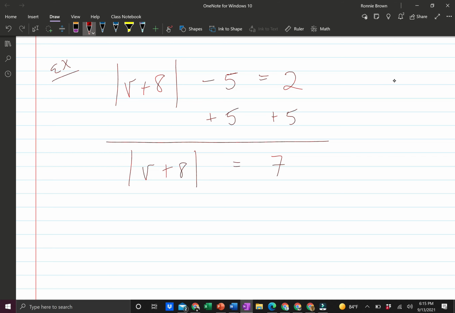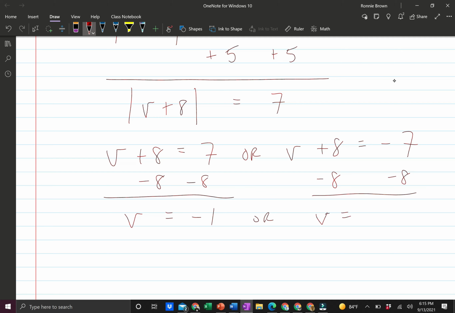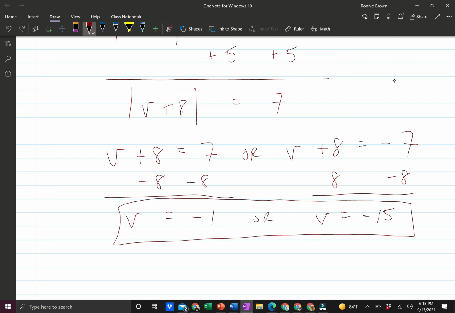So now we can go ahead and apply what we've been doing. So now we can say v plus 8 equals 7, or v plus 8 equals negative 7. And again, that's all because nothing's in front of it or behind it. We got rid of that 5. So now it's just a simple linear equation on both sides. We subtract 8. So we get v is equal to negative 1. Or here, subtract 8. And we get v is equal to negative 15. So those are our two answers. Negative 1 and negative 15.